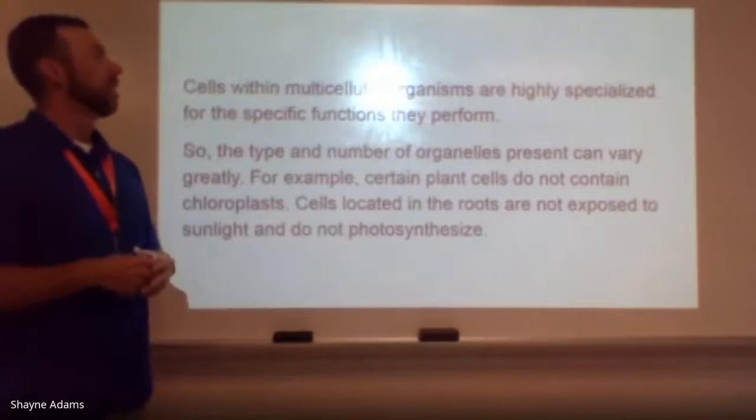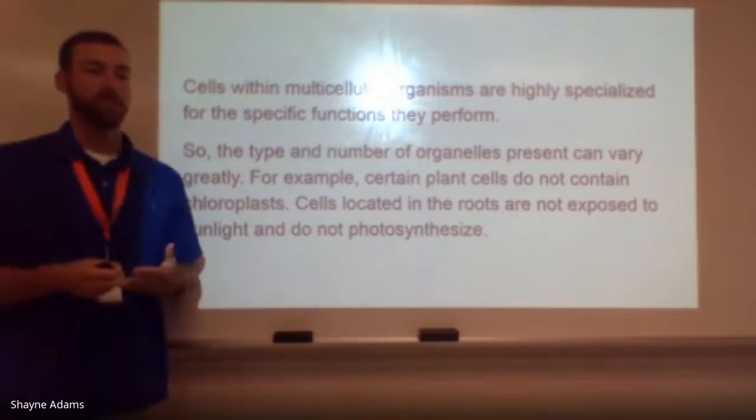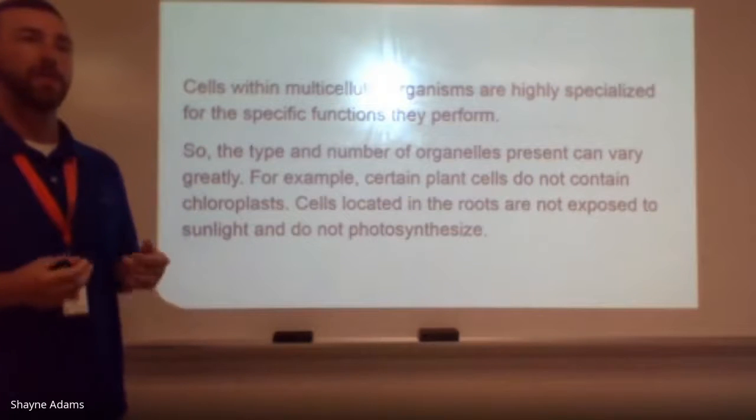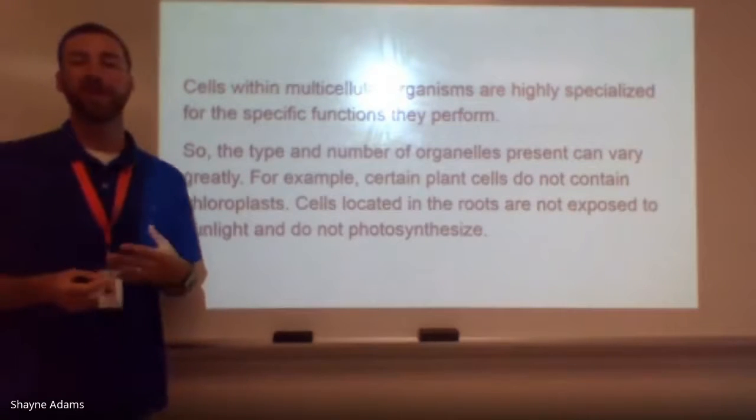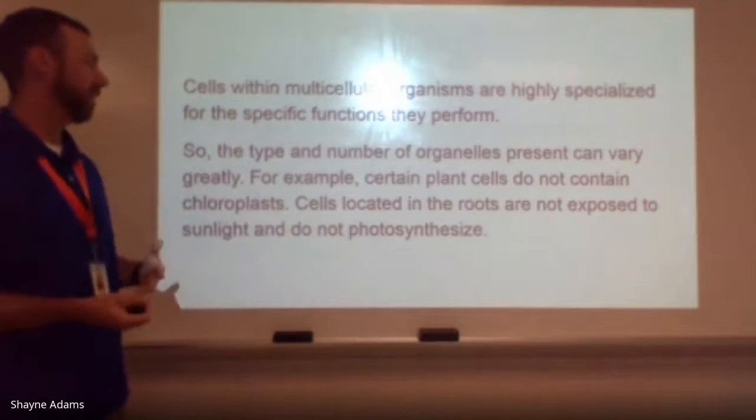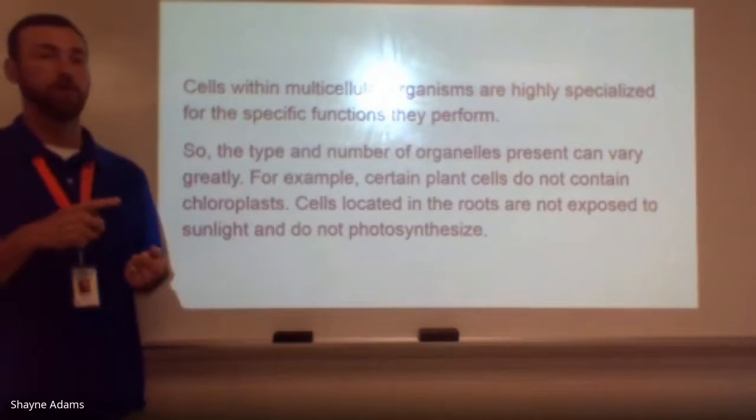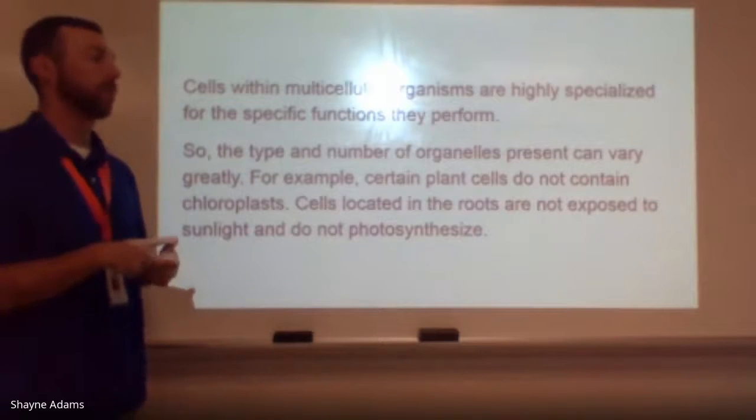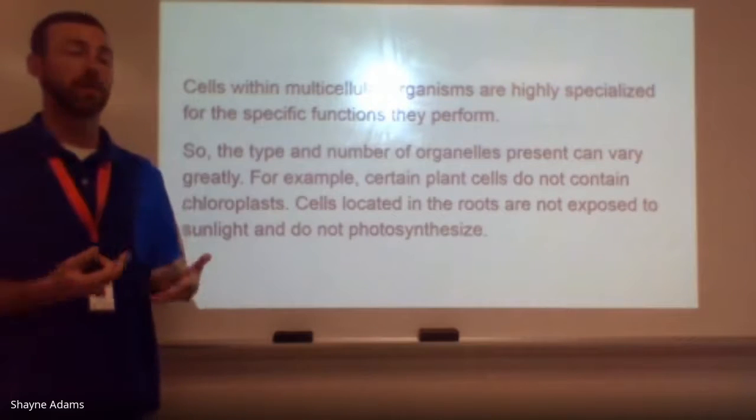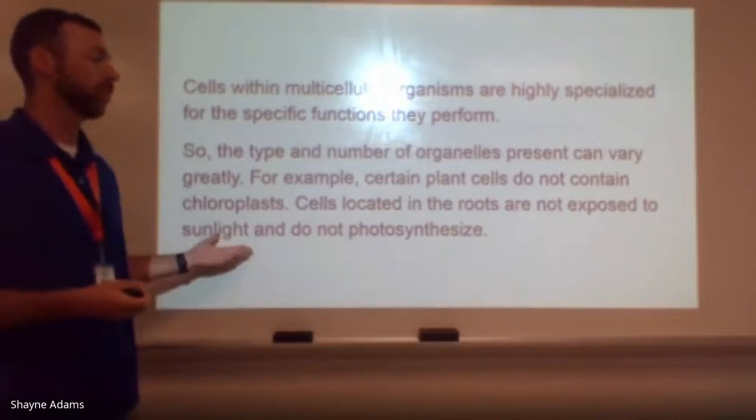cell wall. Now, cells within multicellular organisms are highly specialized. All right, just because you say an organism is alive and it has cells, every cell is different. Every cell has its own function. So the type and the number of organelles present can vary. For example, we talked about plant cells needing chloroplasts for photosynthesis. Certain plant cells don't have chloroplasts. If you think about the roots that are beneath the soil, they don't need chloroplasts, right? Because they don't go through photosynthesis.